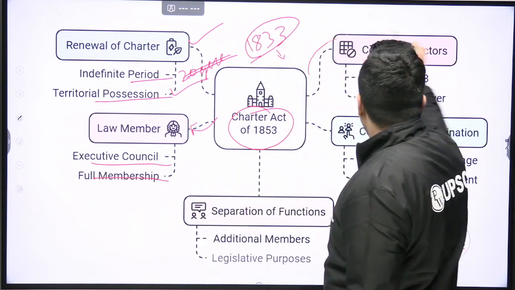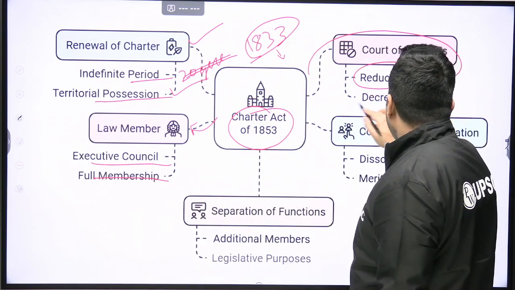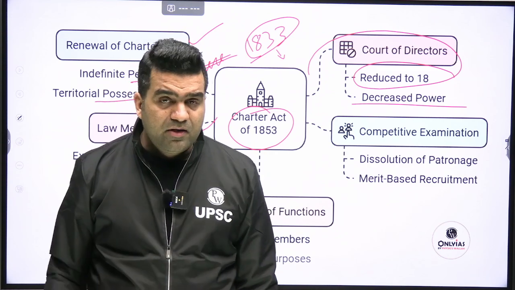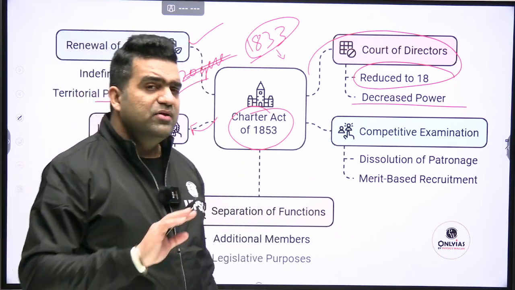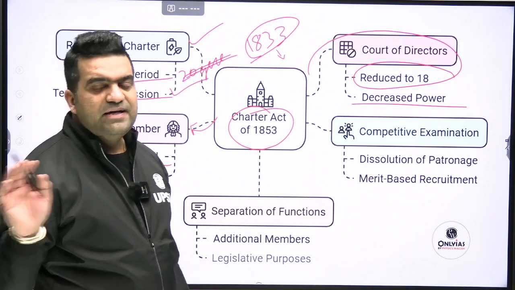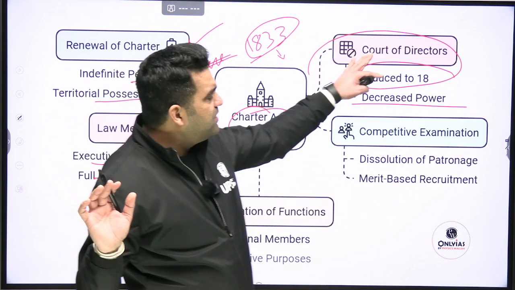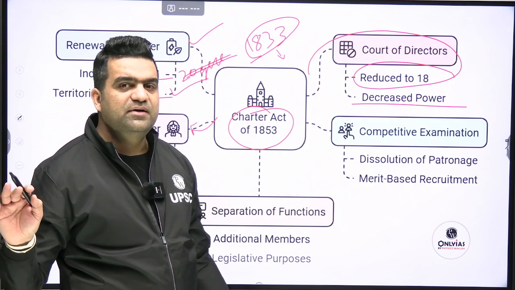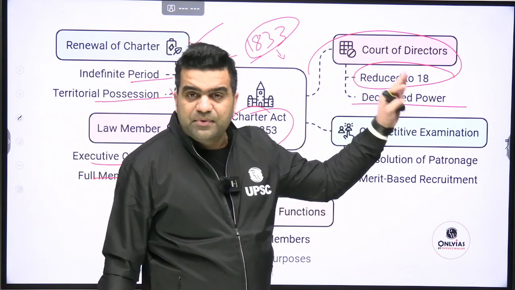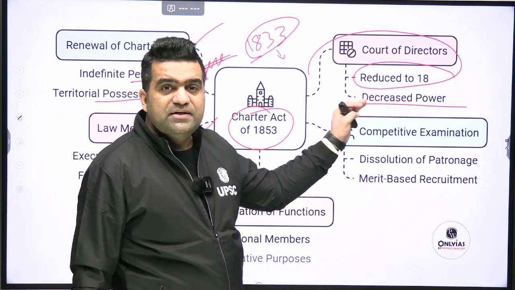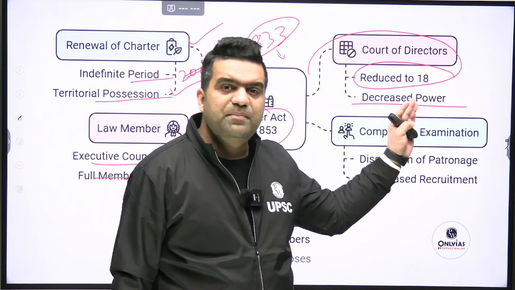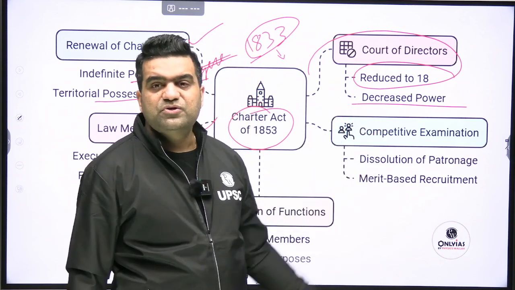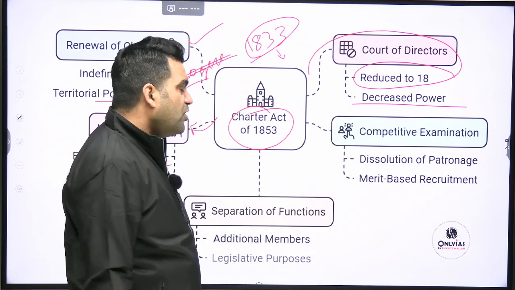Then, Court of Directors reduced to 18. Decreased powers. The Court of Directors, if you remember, was there to look after the commercial activities of the East India Company. Now that the East India Company is gone, it has been done away with. The majority of the powers were placed in the hands of the Governor General. They had limited commercial powers. I repeat, the Court of Directors, which was exercising the commercial powers on behalf of the company, will now have reduced power and their membership was reduced to 18. Competitive examination.